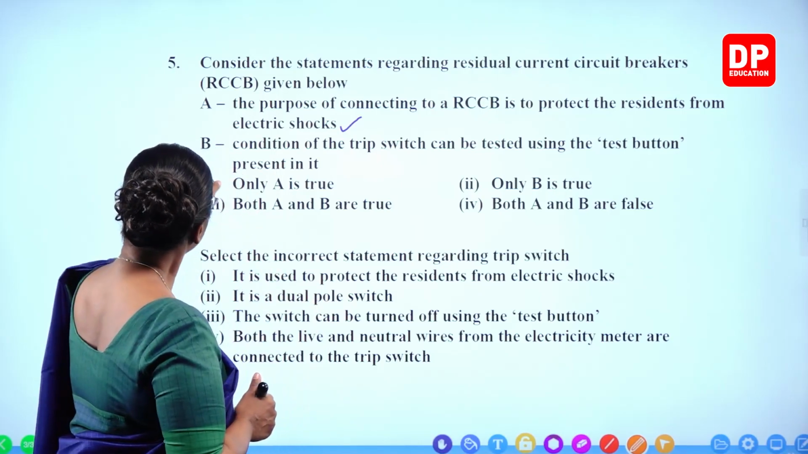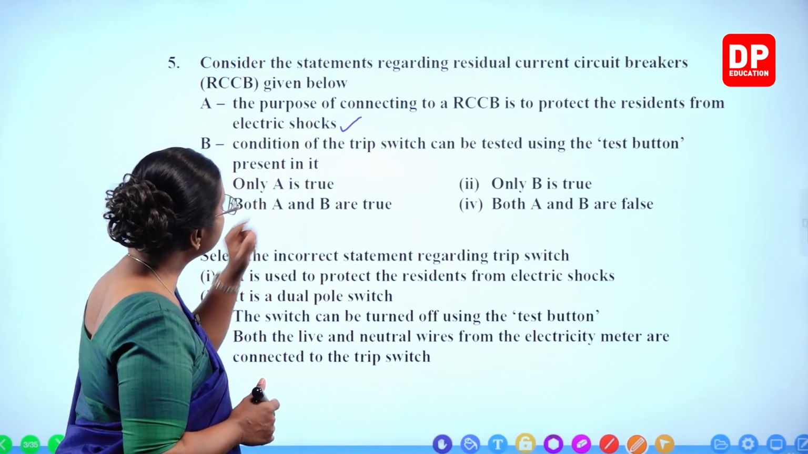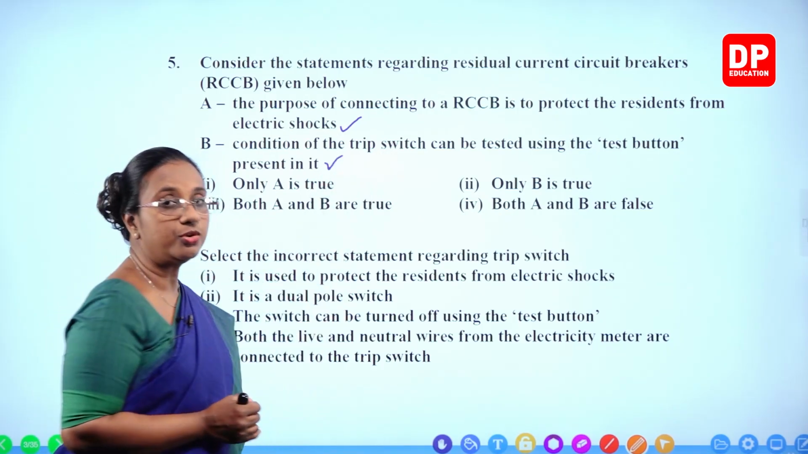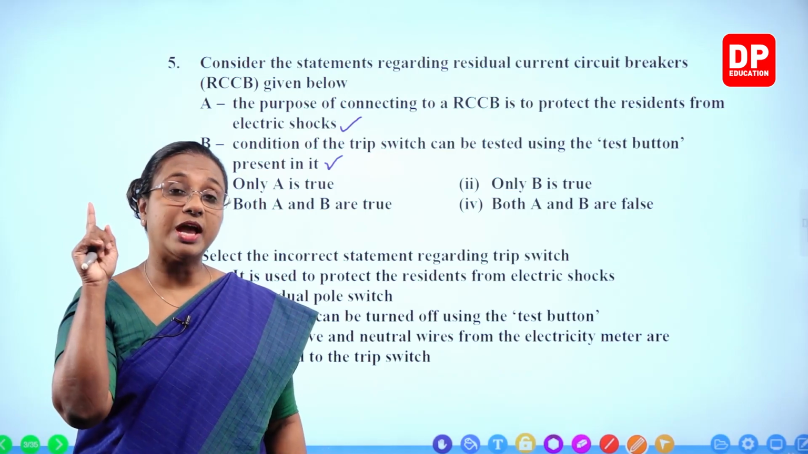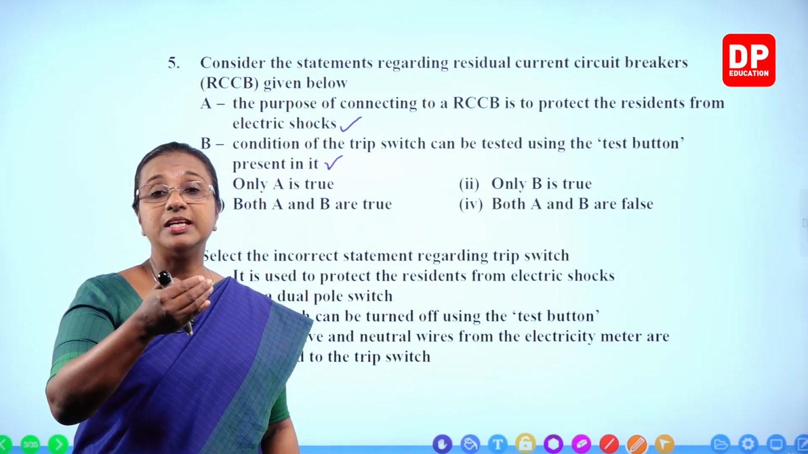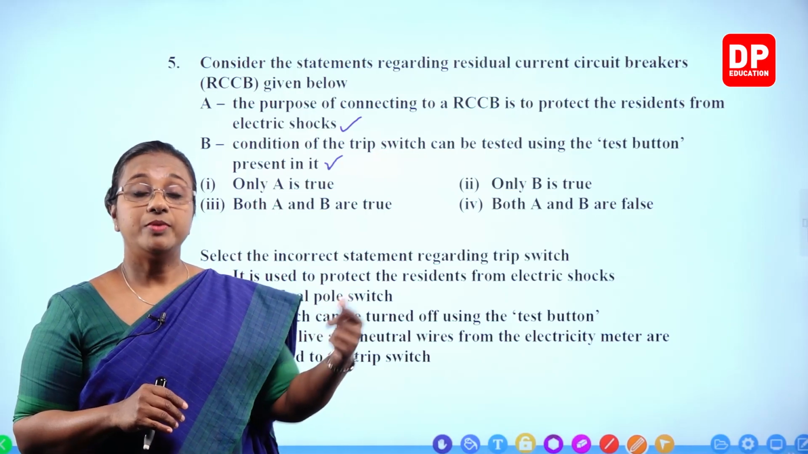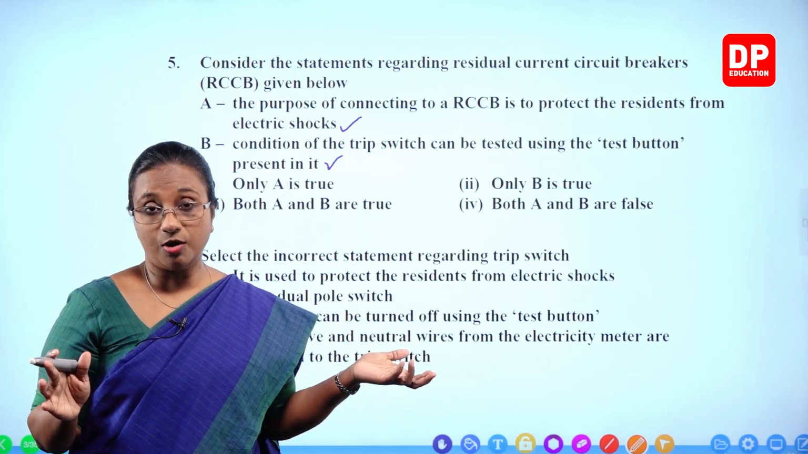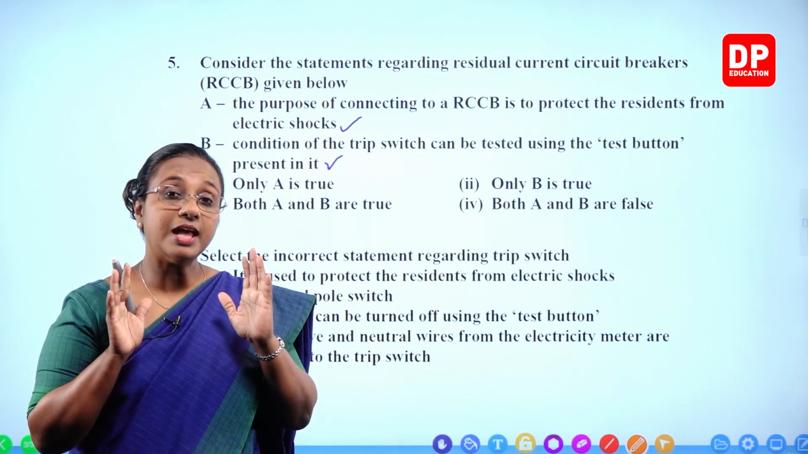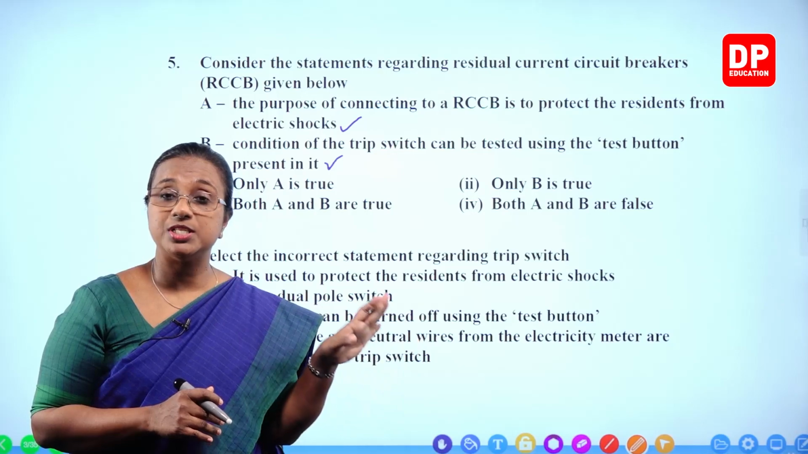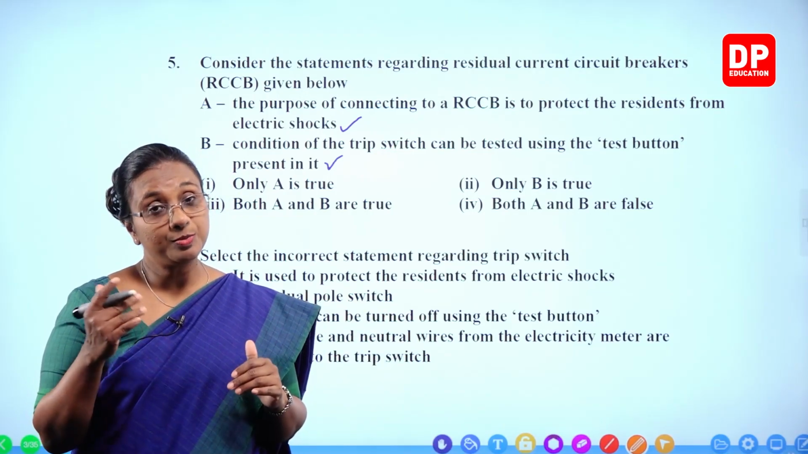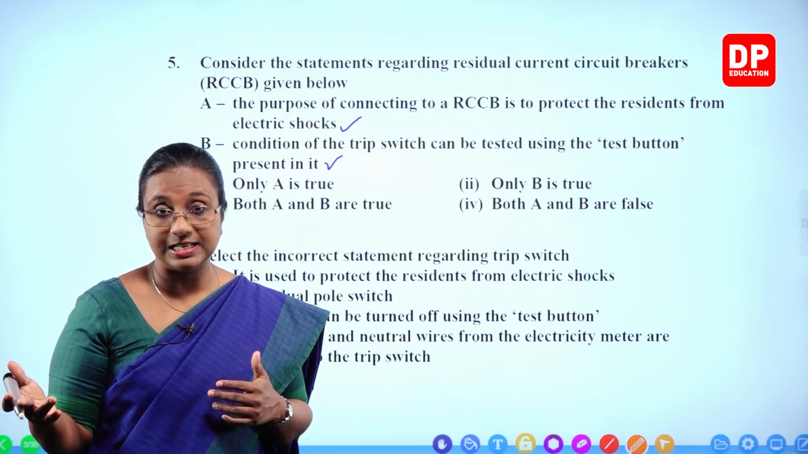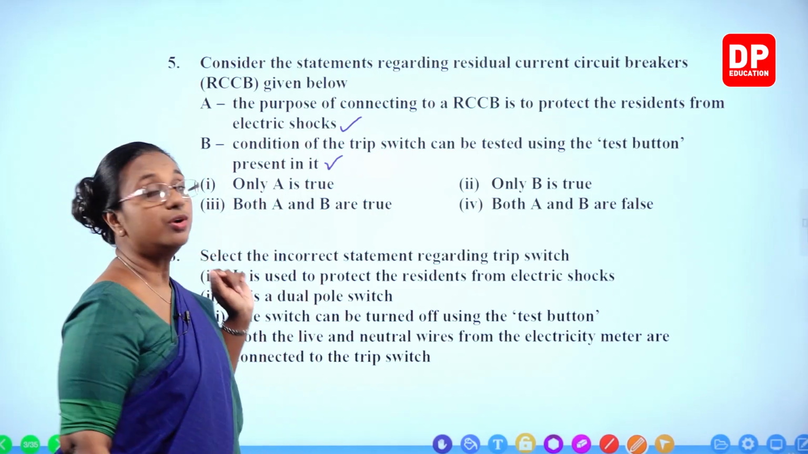That's correct. Statement B. Condition of the trip switch can be tested using the test button present in it. That is also correct. There is a test button which you can press. When you press it, automatically the lever of the trip switch comes down and the electricity to the household will be cut off, disconnected. That is to test whether the trip switch is working properly. This has to be done periodically. Every few days you have to test it. So that statement is also correct.